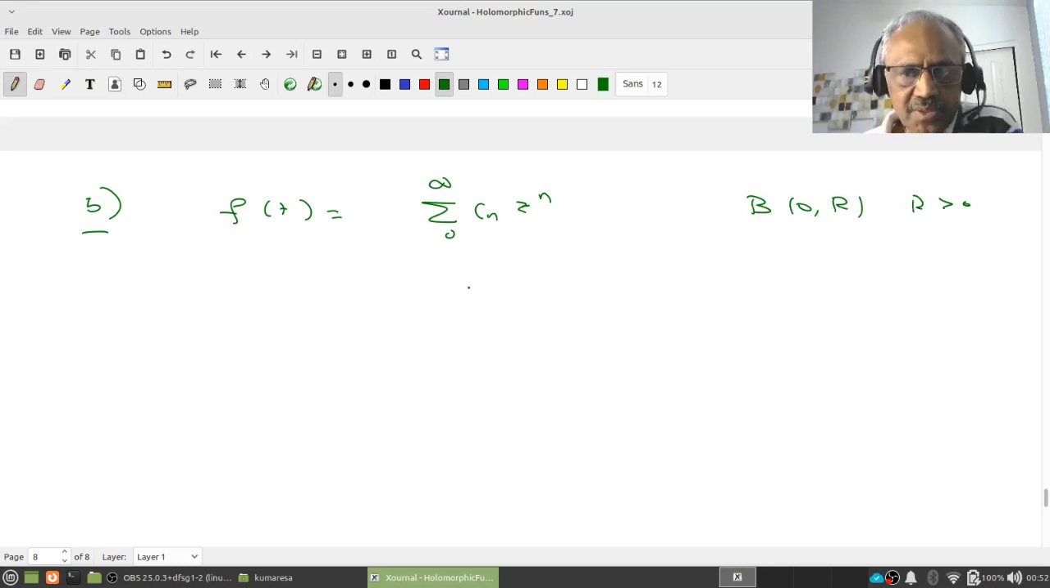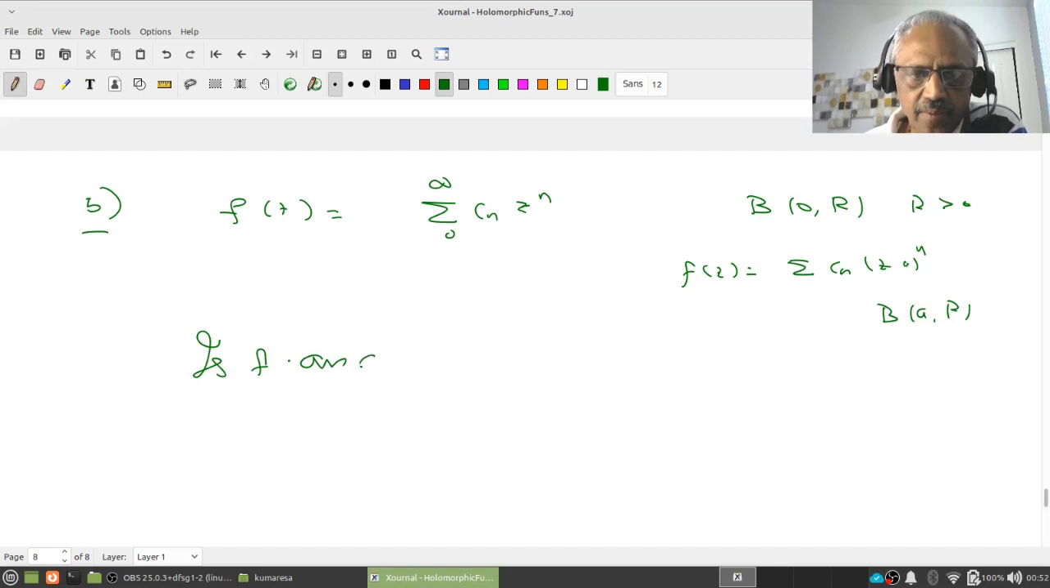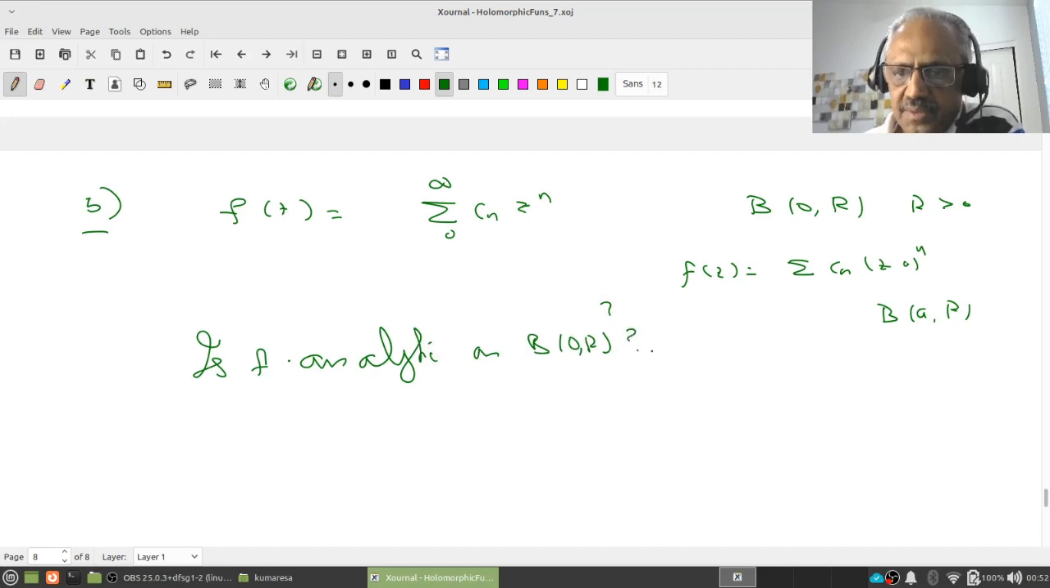Whatever I am going to say, it could be z minus a also. Okay, the same thing. It could be like this, z minus a to the power n. This may be the power series which is defined on B_R. Then I want to know, is f analytic on B_0R, or in this case I will ask, is it on B_R?